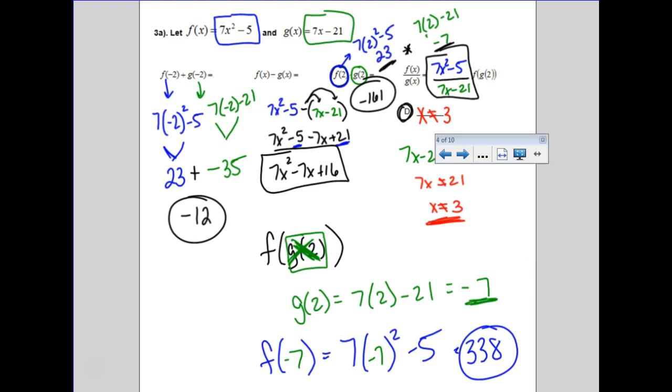Does it matter that we went g of 2 first? What if I went f of 2? That'd be wrong, so don't do that. All right, that is new. I would suggest you guys spend some time trying the secondary problem to that section on your own later.